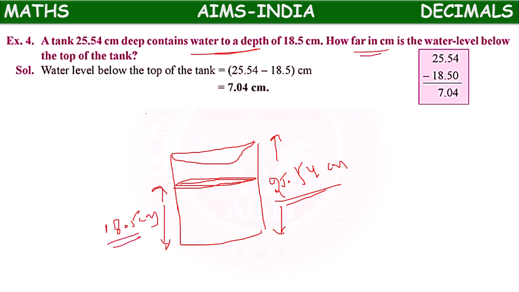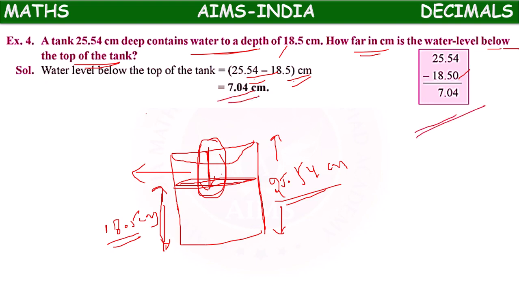Now, how far in centimeter is the water below the top of the tank? If this is the top of the tank, from the top of the tank, how far below is the water? Means this gap we have to find. How to find this value? From the total value, we have to remove this water level depth. Then the remaining depth will come. So, subtraction. Here 18.5 means we have two decimal places, so we can keep 0: 18.50. And we can do the subtraction. So 7.04 centimeter.